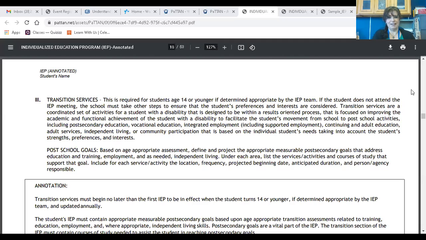Okay, this is an annotated version of an IEP. In the beginning, it talks about present levels, and it goes over present levels academic, present levels functional, and then present levels transition services, which you see here. This is required for kids who are 14 or older during the IEP. If they are 13, but they're going to be 14 during the year of the IEP, then the transition section must be completed.